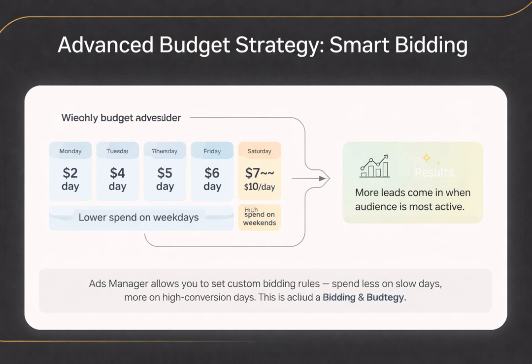And you can even tie spending to results. Only spend more when leads are actually coming in. This kind of custom bidding and budgeting strategy is what separates amateur advertisers from professionals. It's an advanced feature inside Ads Manager, and it's incredibly powerful for maximizing the return on every dollar you spend.